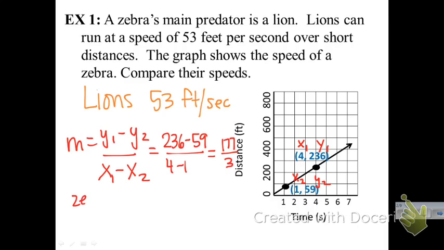So a zebra runs, on average, I would say, at a speed of 59 feet per second. So now it says compare those speeds. And one way that we can compare them is we can say that a zebra is faster than a lion.